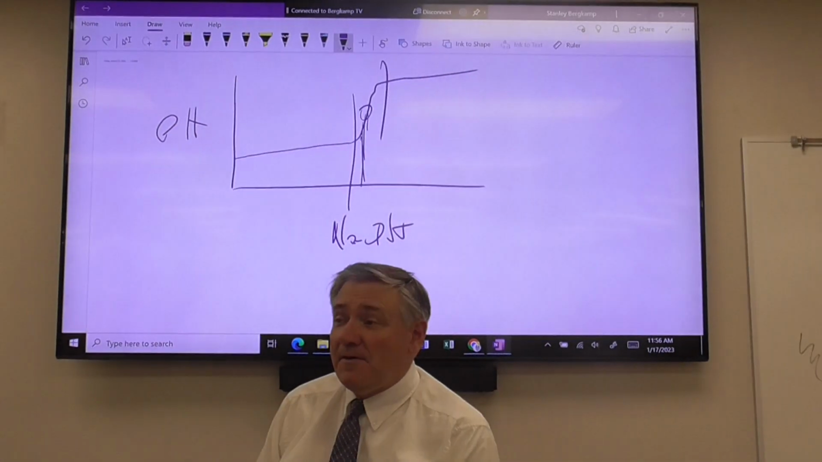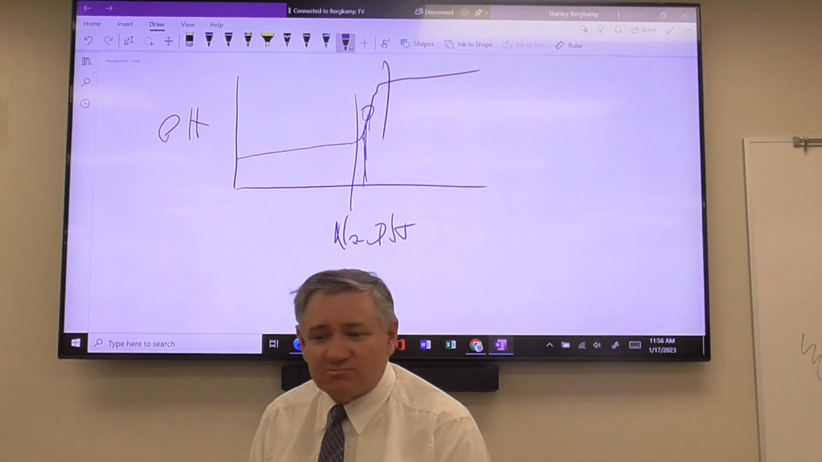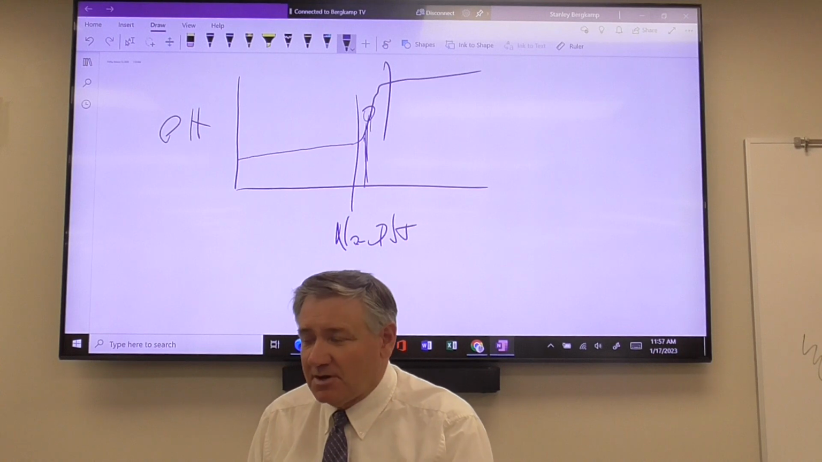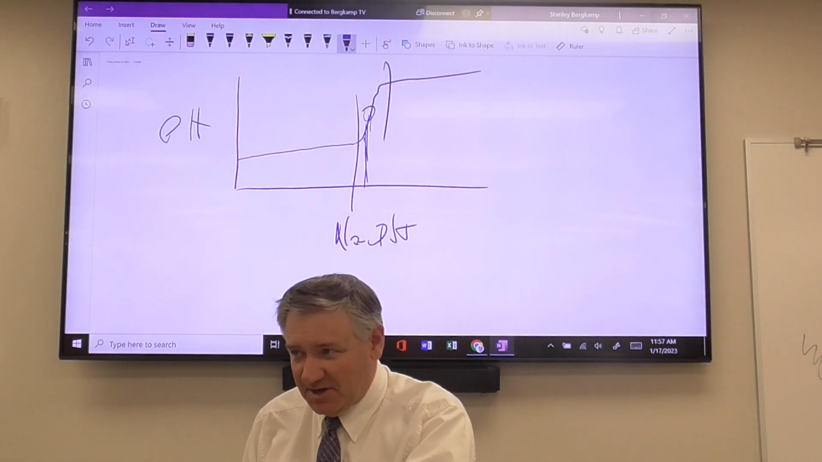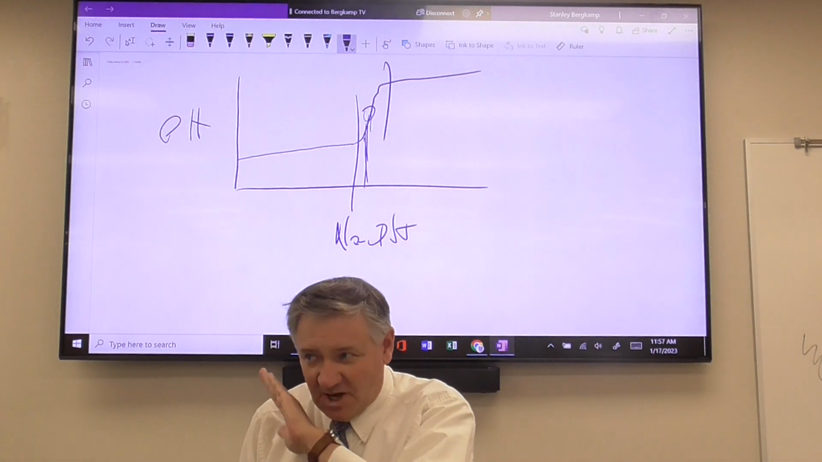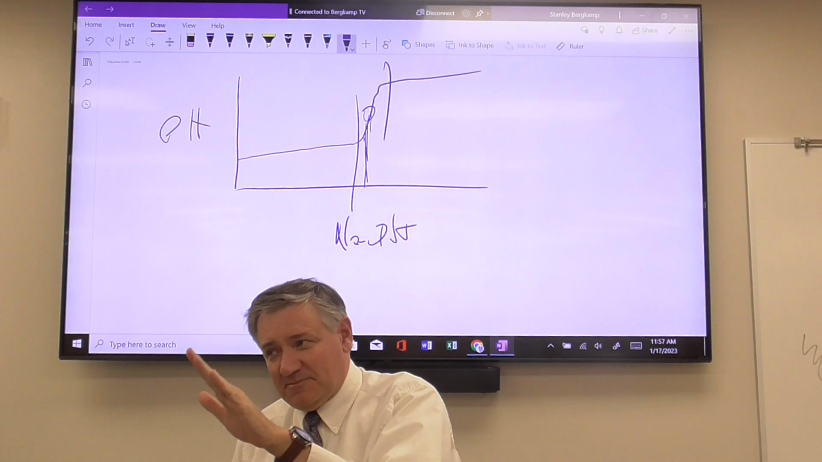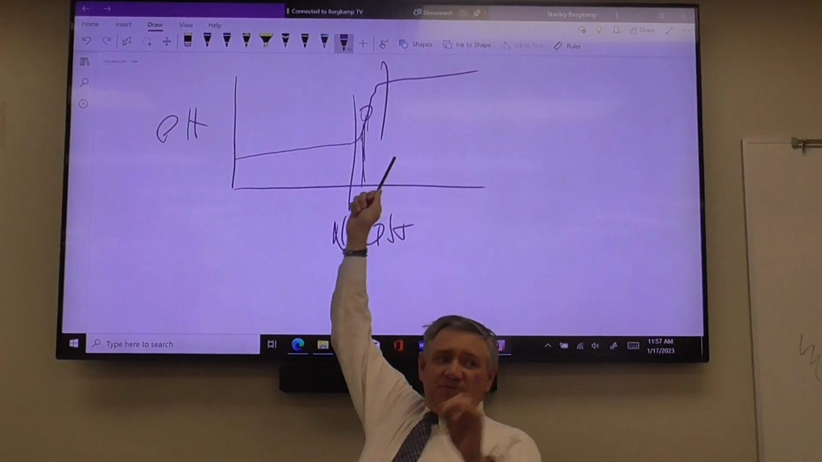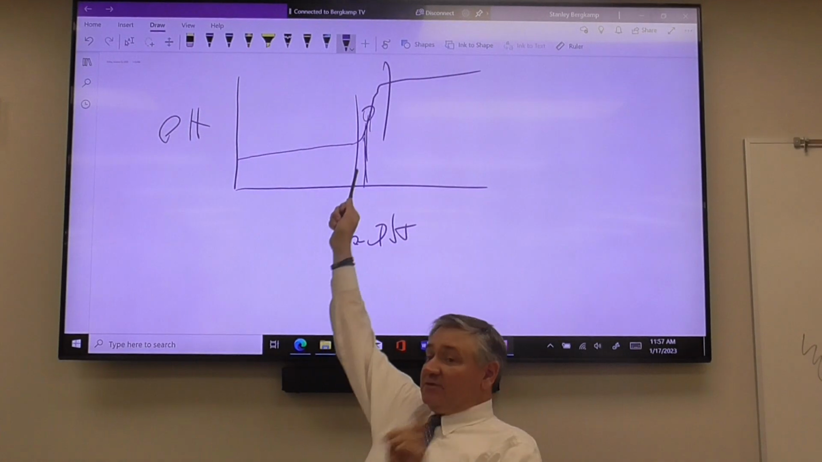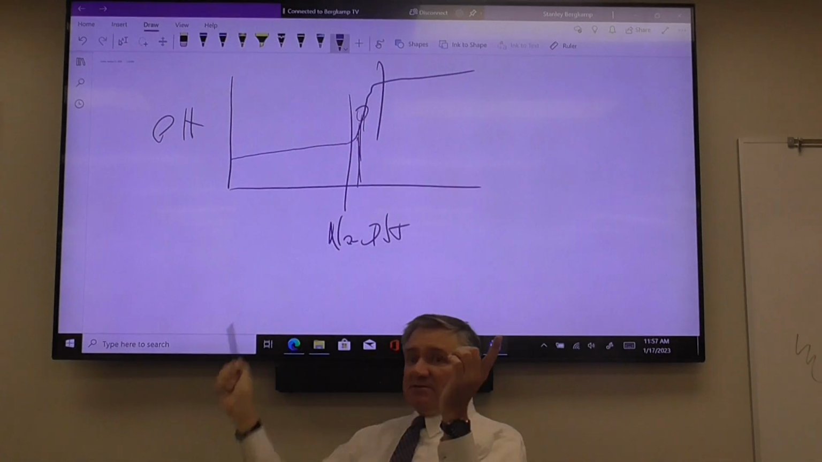Evan? Is it the midpoint of the curve or is it 7? No, it is not 7. It is absolutely not 7, and I'll show you why in just a second. It should be above 7, actually. Yes, that's above 7. But you don't need the pH at the equivalence point. This is what we call the equivalence point. The only thing you need at the equivalence point is the volume.